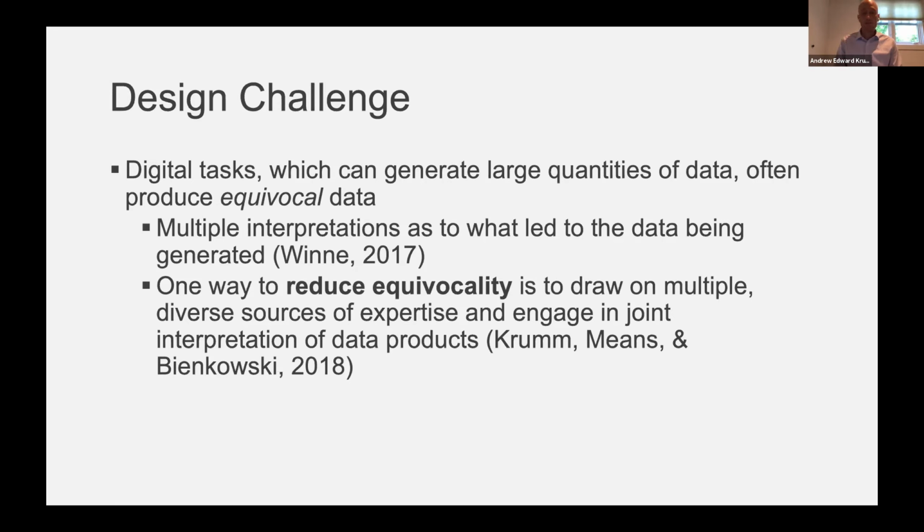And often when we're working with found data, equivocal data, we don't have access to that data generating mechanism. But one way to reduce that equivocality is to draw on multiple diverse sources of expertise and engage in joint interpretation of those data products.